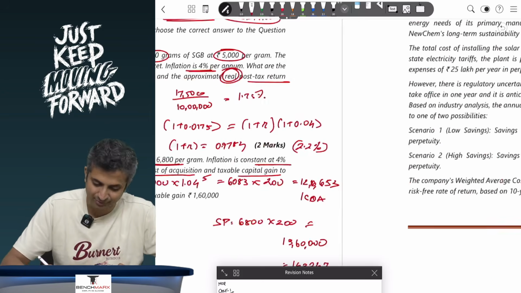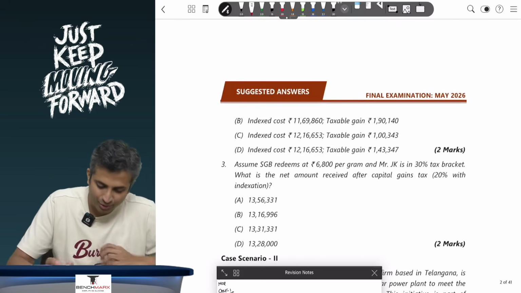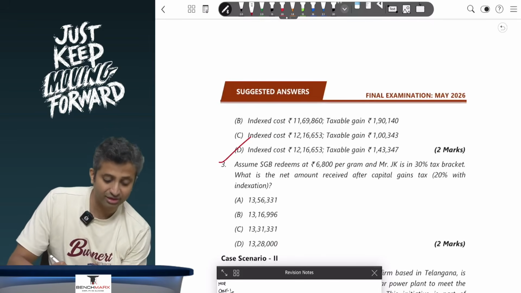Sir, it is like a tax paper. Yes, it is. But if you can get this, then what is the problem? So the answer is D.